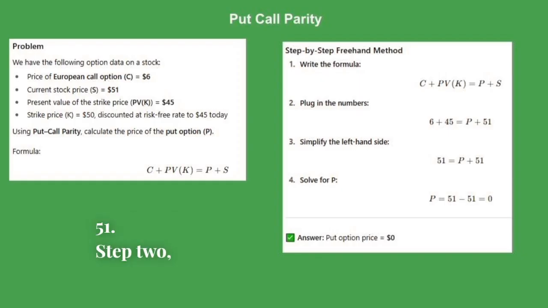Step 2. Add the left-hand side. 6 plus 45 equals 51. So the equation is 51 equals P plus 51. Step 3. Solve for P. Subtract 51 from both sides. P equals 0. The value of the put option in this example is $0.